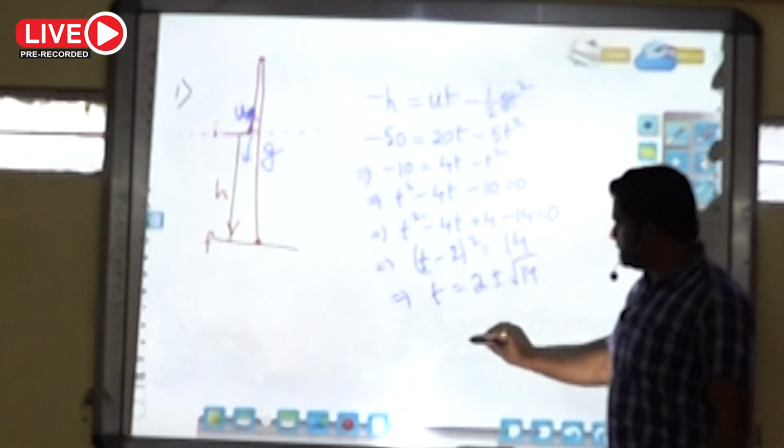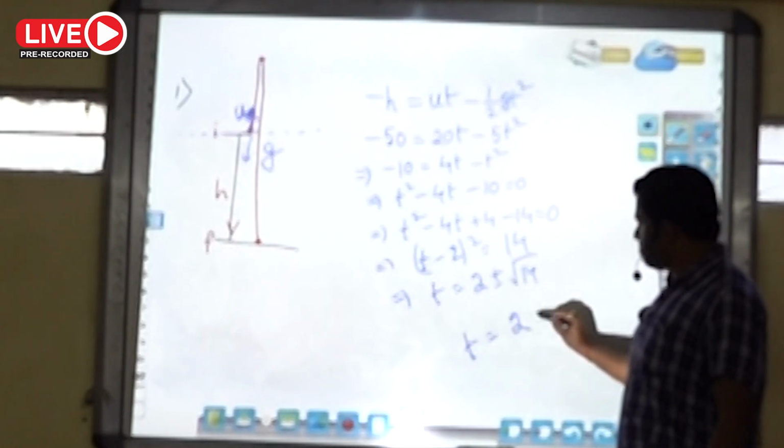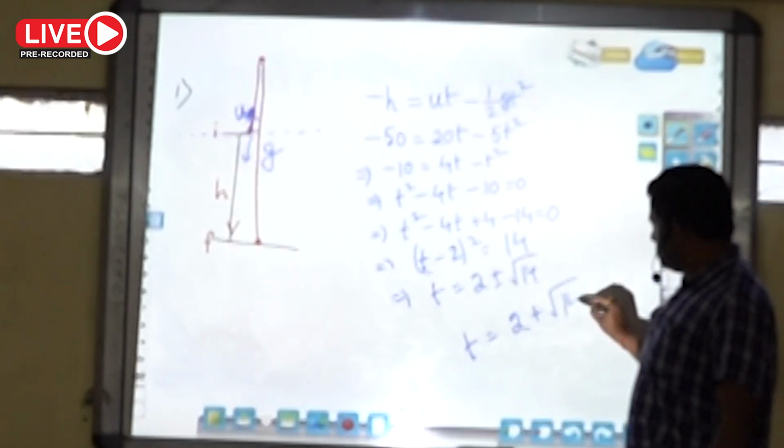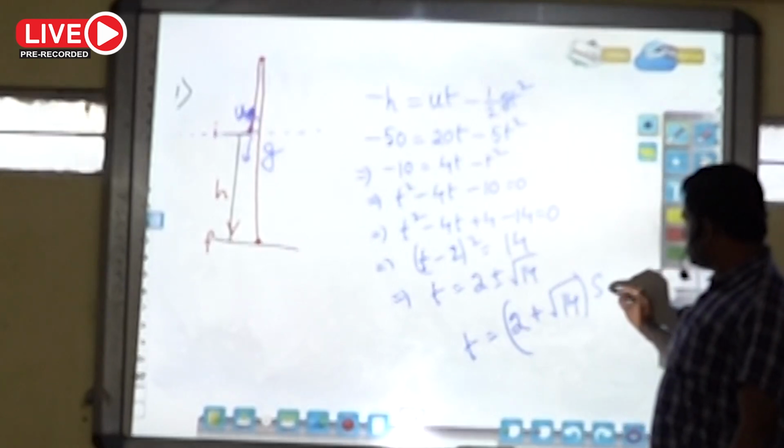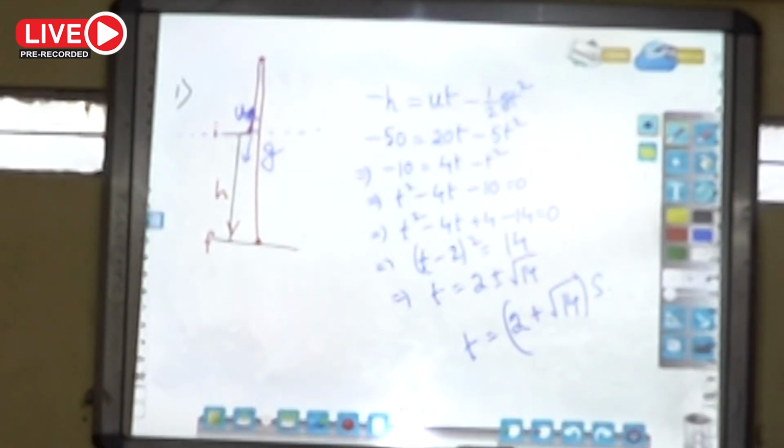But as you can see, the correct value will be 2 plus root 14 second, because if you are taking the minus value, then time will be negative, because root 14 has a value greater than 2. So if you take 2 minus root 14, then it will be a negative value which will not satisfy the natural condition. So the correct answer is 2 plus root 14 second.